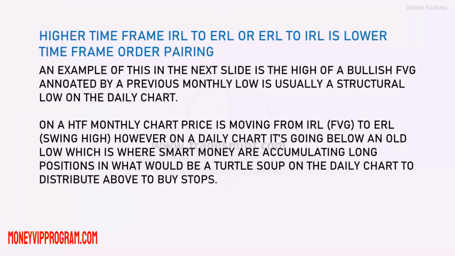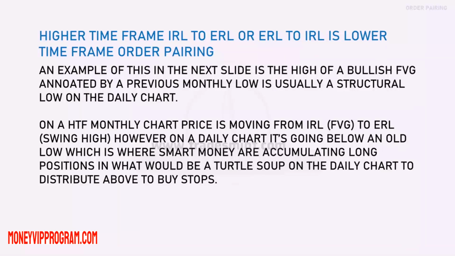Higher time frame internal range to external range, or external range to internal range, is lower time frame order pairing. So an example of this, in the next slide, is the high of a bullish fair value gap annotated by a previous monthly low, which is usually a structural low on the daily chart.